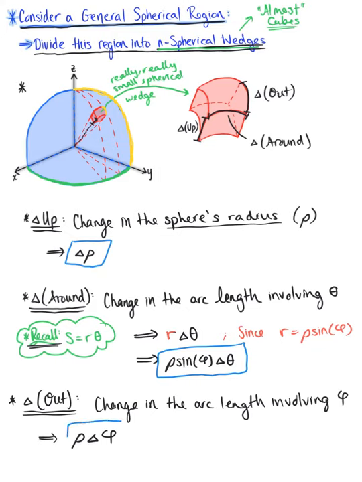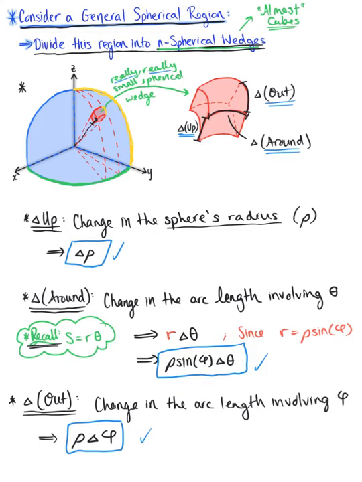So we have these three changes. We have the change in going up, or the change in rho. We have the change in going around, or the change in the arc length involving theta. And now we have the change in going out. So that's the change in the arc length involving phi. But this is only for a really small spherical wedge. We need a sufficiently small spherical wedge. So how are we going to do this?